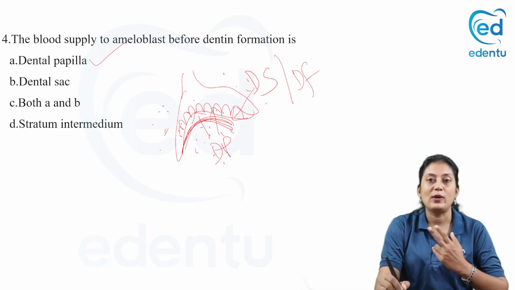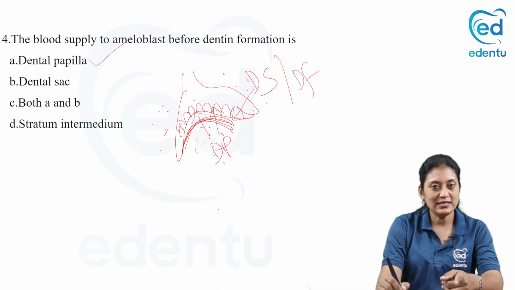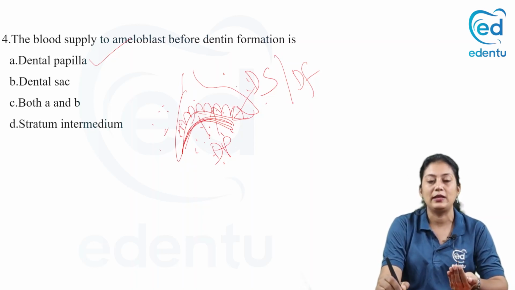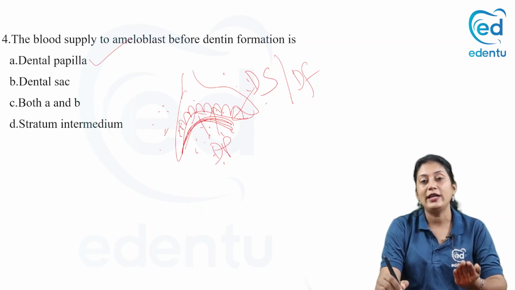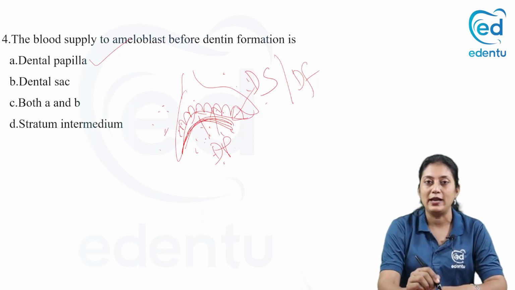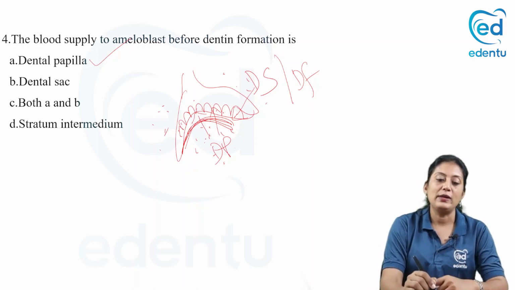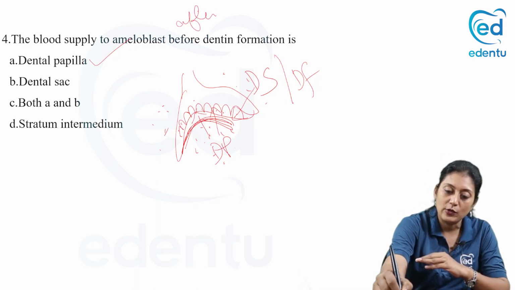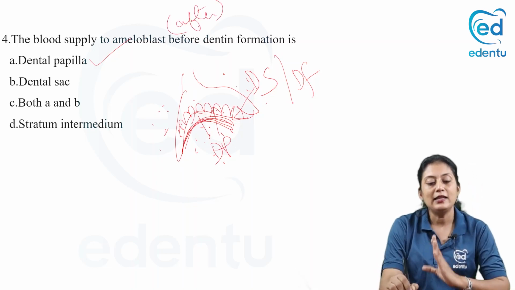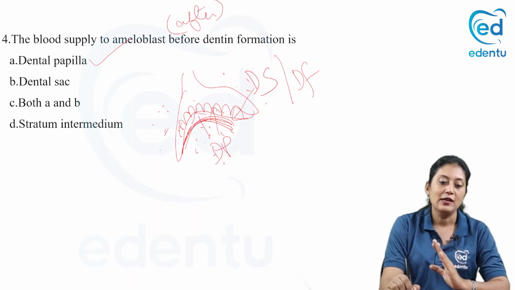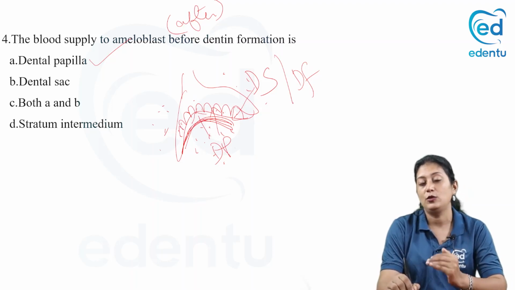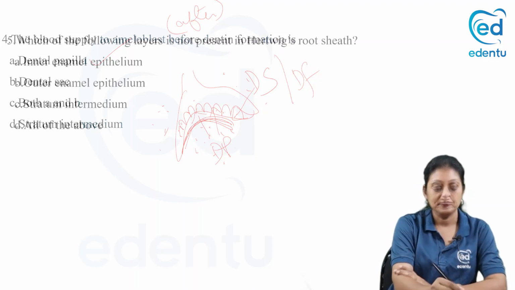So two types of questions can come. One is the same question: the blood supply to ameloblast or inner enamel epithelium, both mean the same, before dentin formation is from the dental papilla. Another question can be the blood supply to ameloblast after dentin formation. If asked like that, the right option will be dental sac. Instead of dental sac, sometimes the option will have dental follicle. Do not get confused, both are the same.